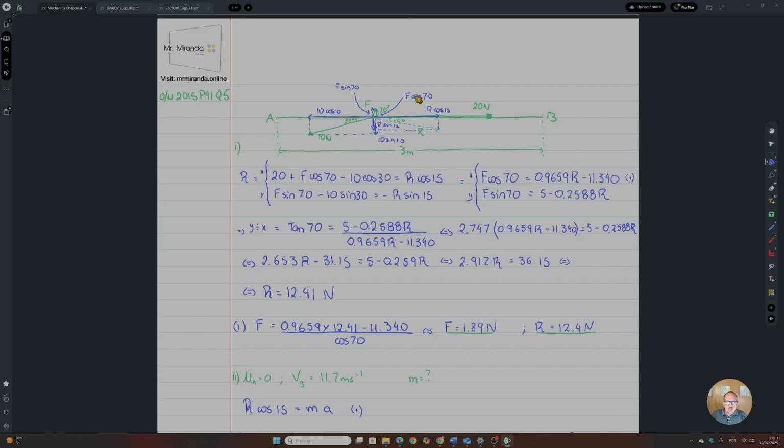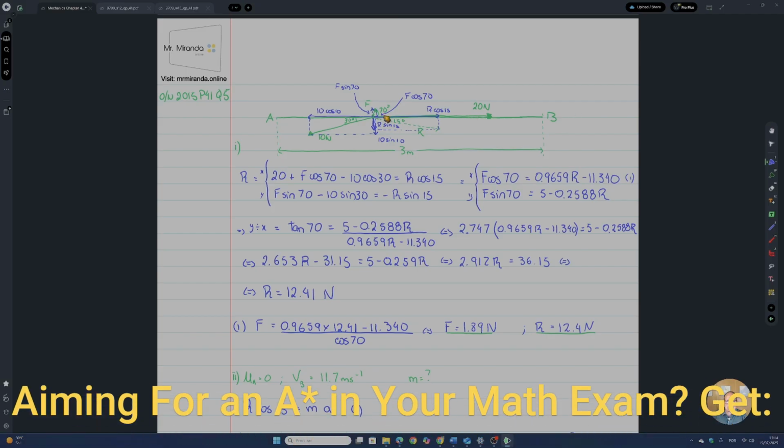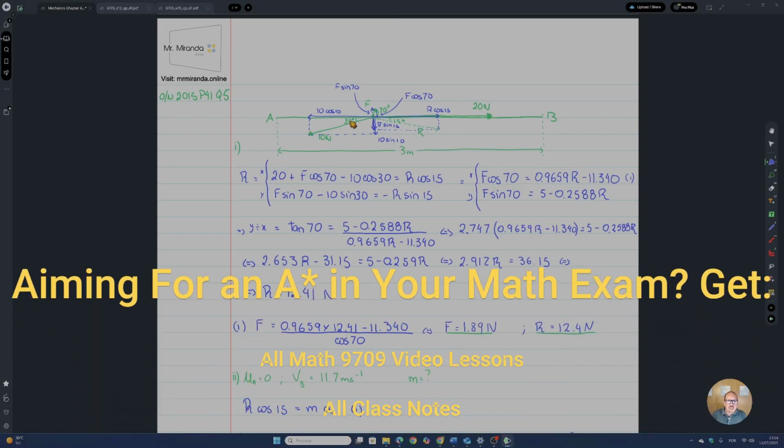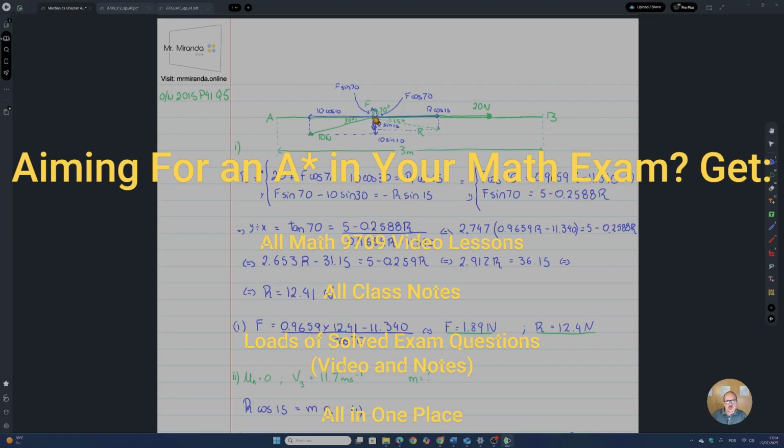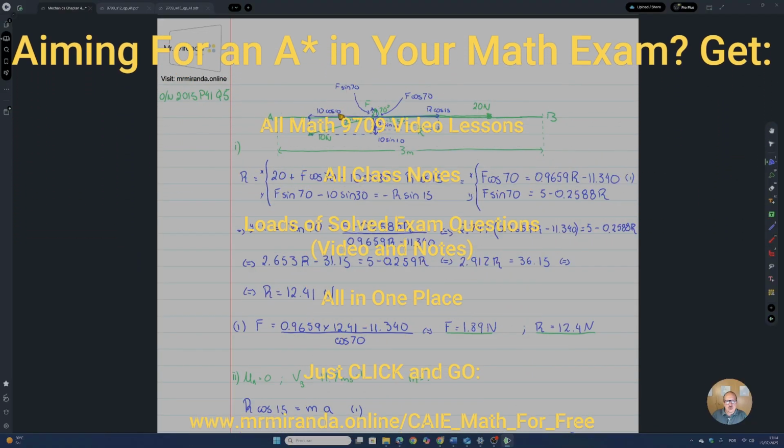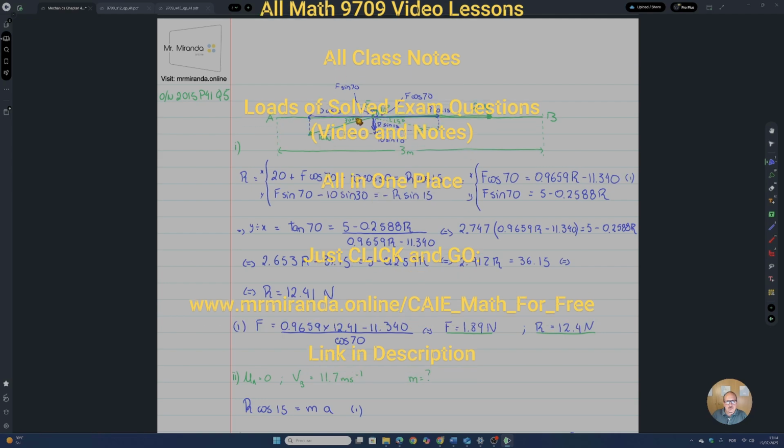It's F cosine of 70, all right? And it is pointing in the same direction, to the right, so I assume that to be positive. But for the 10 Newton force, you have a horizontal component with magnitude 10 cosine of 10.